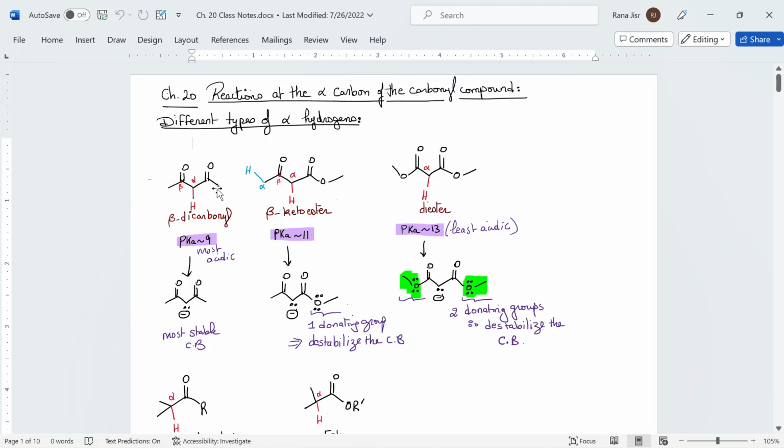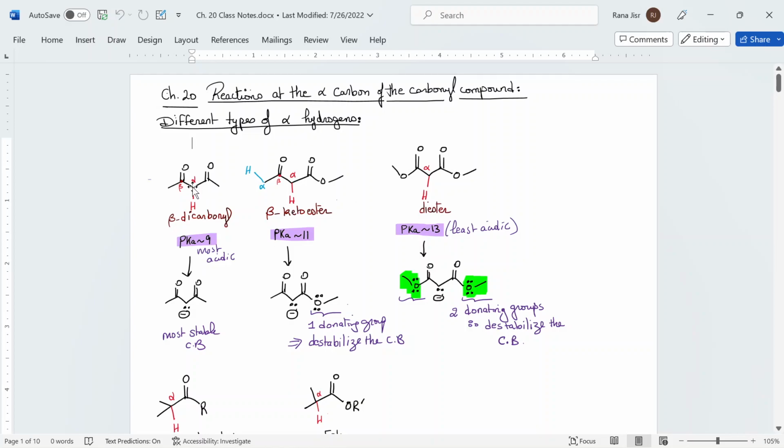In this chapter, we'll go over the reactions at the alpha carbon. The alpha carbon is the carbon next to the carbonyl, and the hydrogens on the alpha carbon are called alpha hydrogens. There are different types of alpha hydrogens and they vary in acidity.